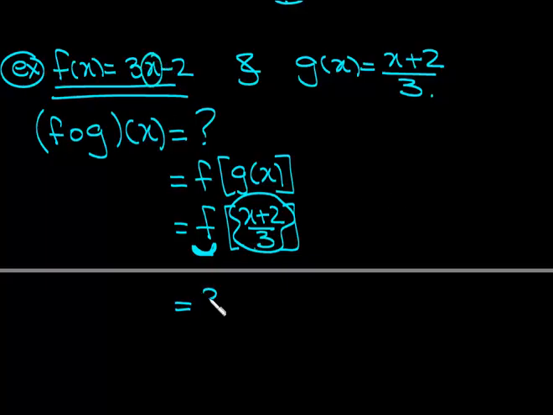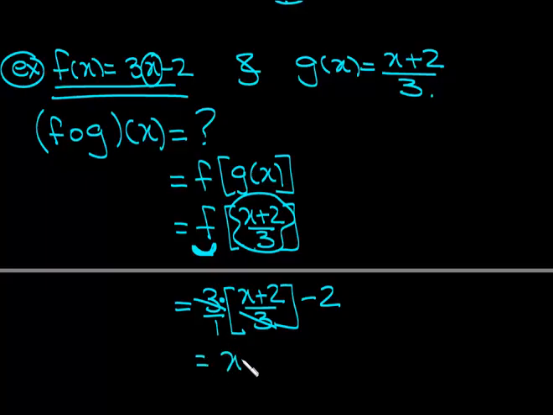So this x here gets replaced with this. So we get 3 times x plus 2 over 3. I'm putting brackets since I have multiple things here. Minus 2. Since this is multiplication here, I can cancel these. So I get x plus 2 minus 2. The 2's cancel, so I get x. So that's kind of neat that we were able to do that.